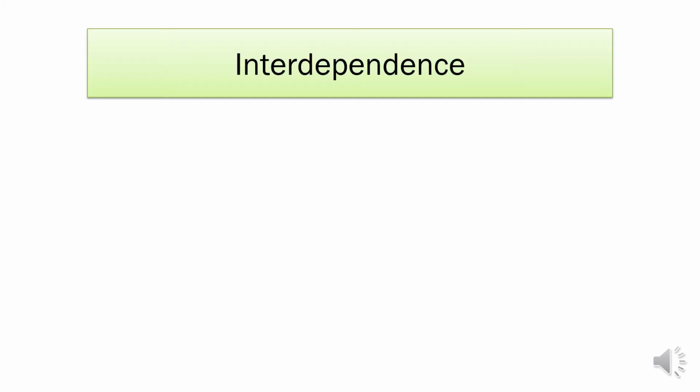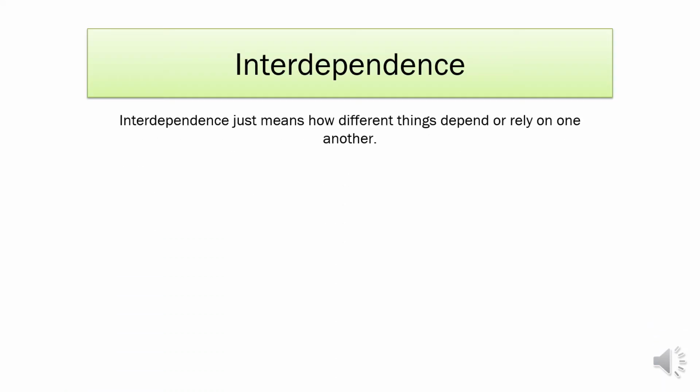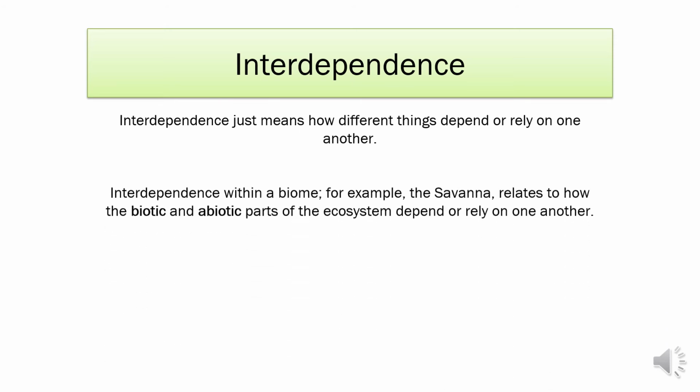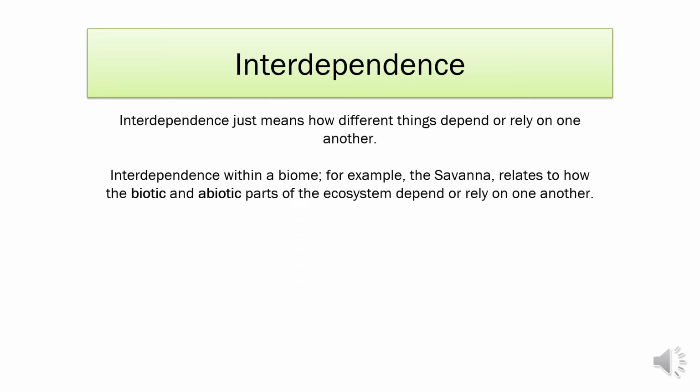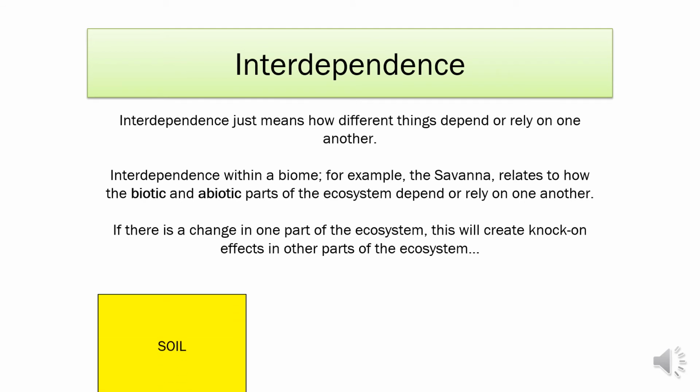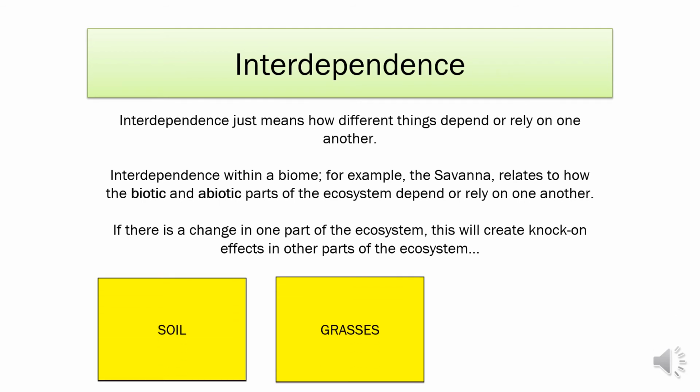For our next part of the lesson, we're looking at interdependence, and what this means is how different things rely on or depend on each other. This can be biotic and abiotic things relying on each other as well. For example, in the savanna, we have soil, grasses, and a giraffe. Now, the soil is interdependent with the grass because the grass needs the soil to grow, and without dead grass decomposing, the soil won't have any nutrients in it.